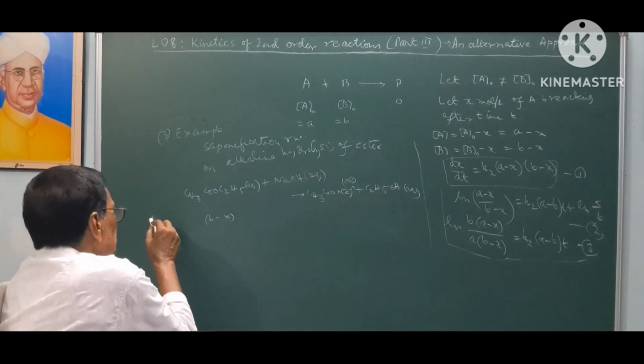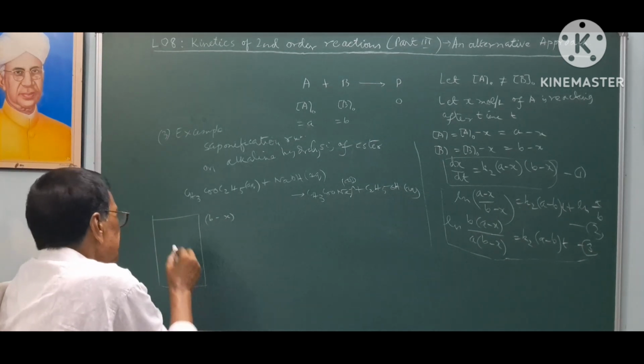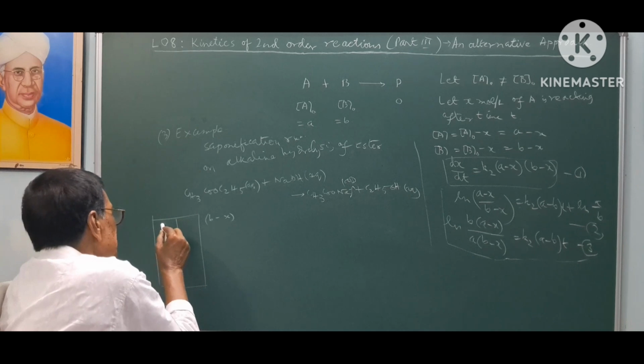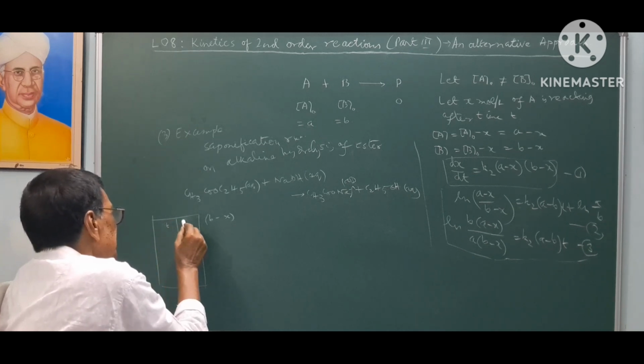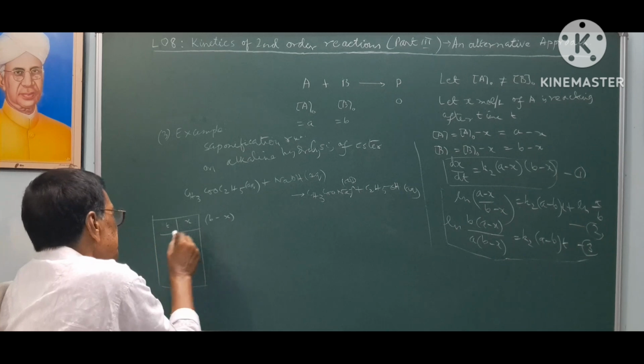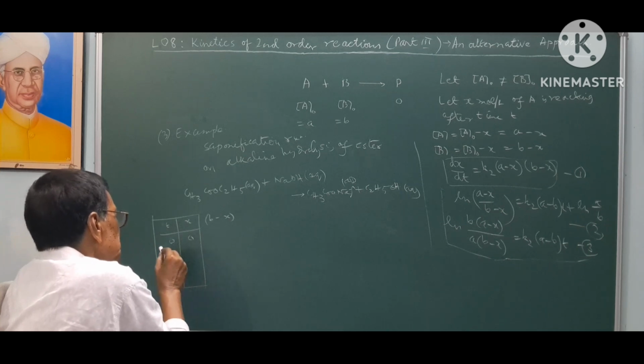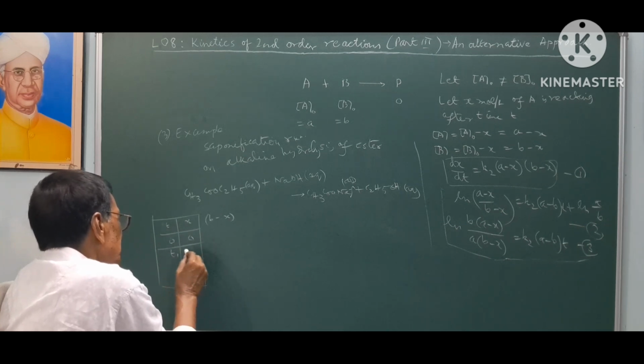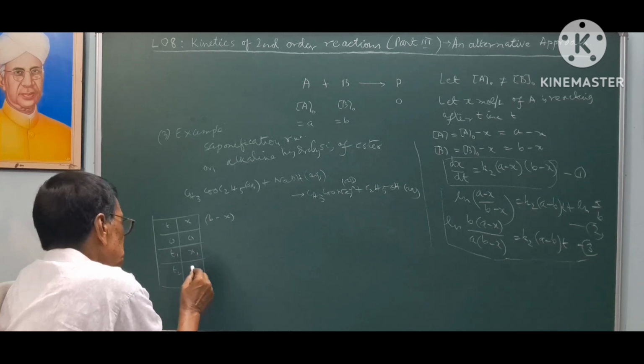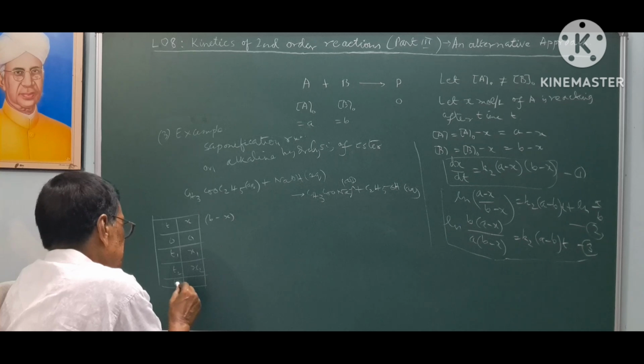So we can make one table, here t and here x. t equals 0, x equals 0; t equals t1, it is x1; t equals t2, here x2; and t3, and here x3.